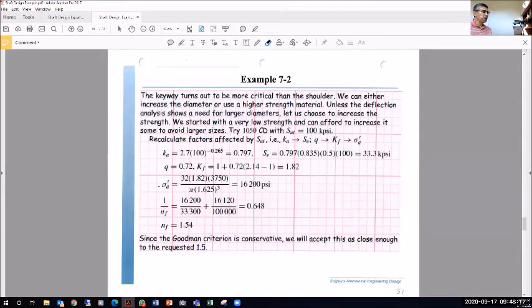I calculate my sigma A prime, and I get 16,200. We don't really see this having a significant effect. And I calculate NF, and I get an NF of 1.54. Now, the Goodman criterion is conservative. We will accept this as close to 1.5. So we think we are happy with this.